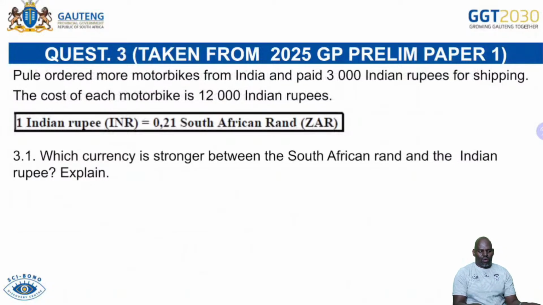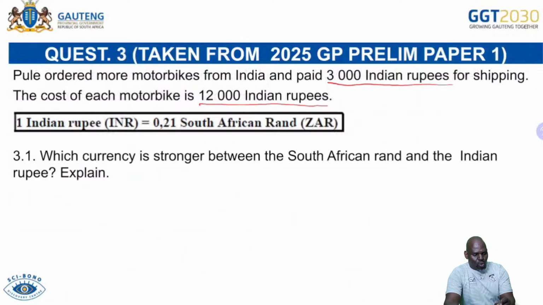Then question 3, which was also taken from Gauteng Province Prelim Paper 1. Pule ordered more motorbikes from India and paid 3,000 Indian rupees for shipping. The cost of each motorbike is 12,000 Indian rupees. Okay. Then they've indicated the exchange rate. They say 1 Indian rupee is equal to 0.21 South African rand.